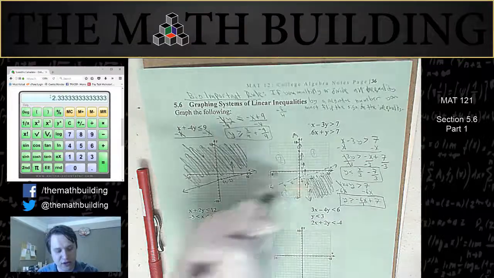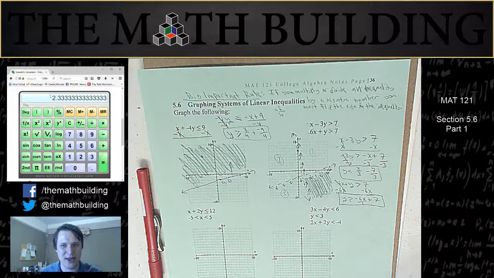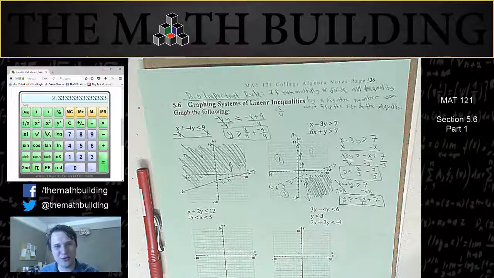Be careful to make sure if they're solid or dotted. I use these little arrows on each one to help me determine where to shade. I will see you in part 2, and we will do a few more examples.